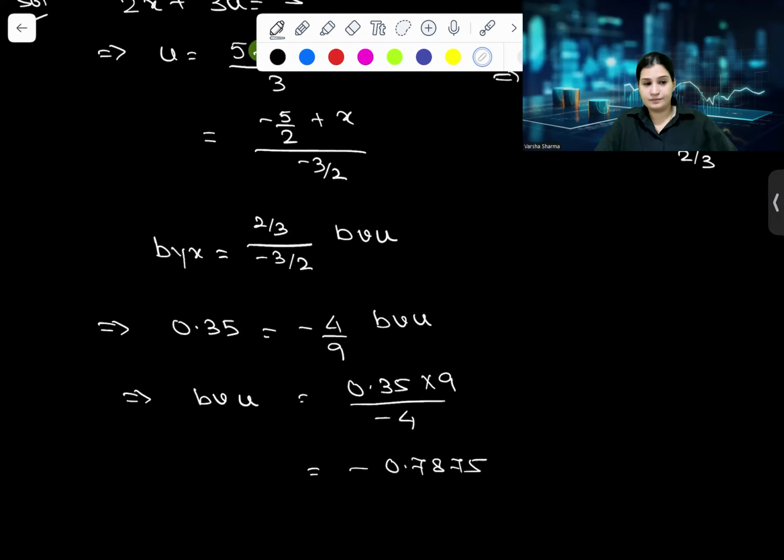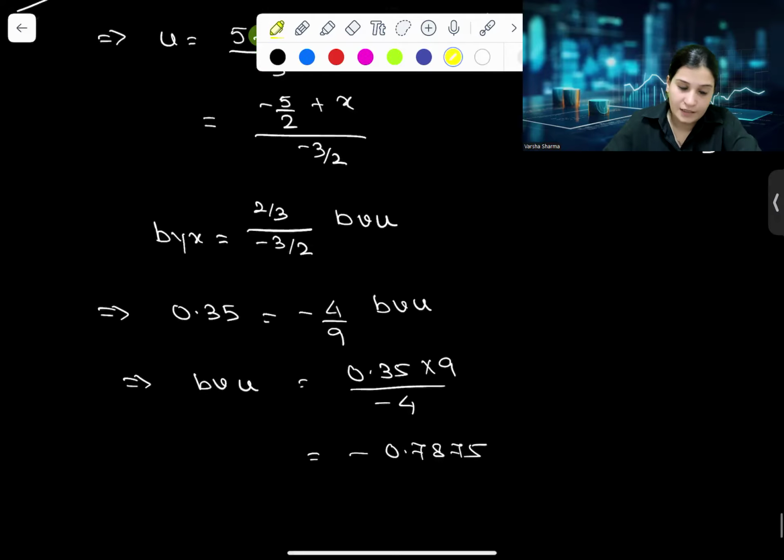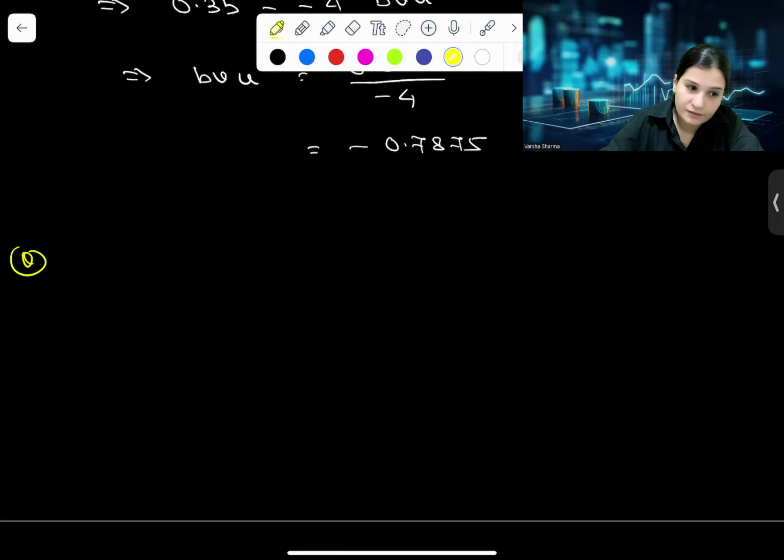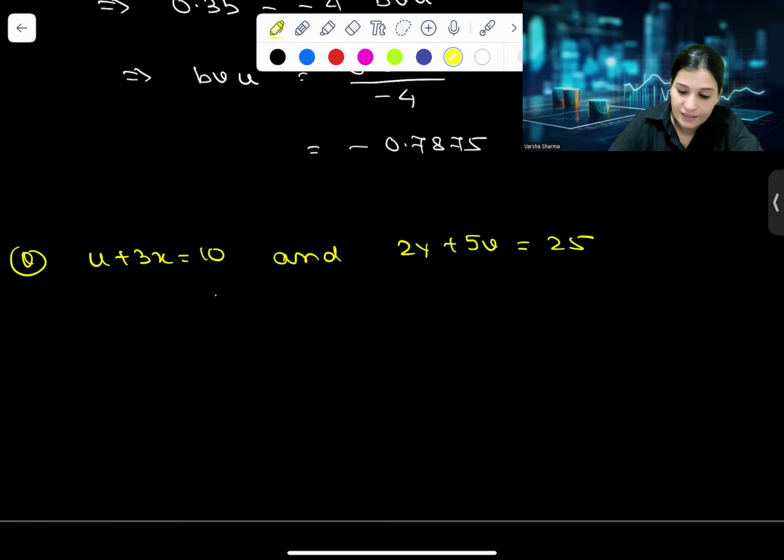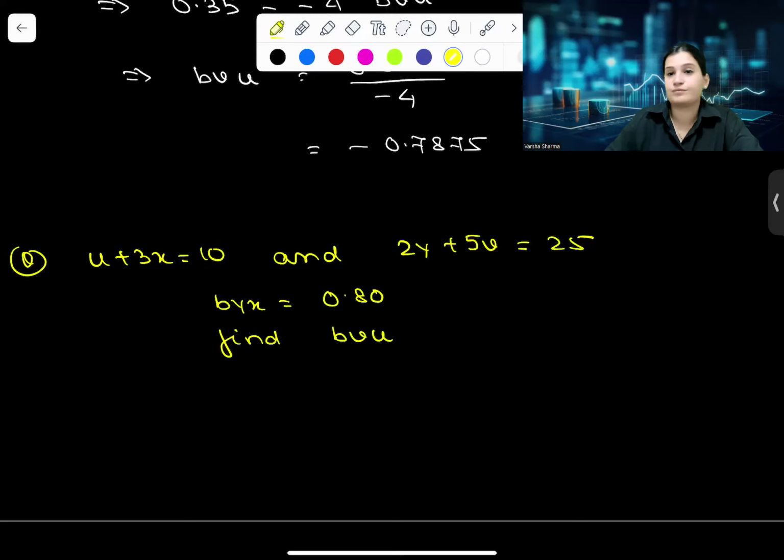All of you understood? Okay, try this. u plus 3x is 10 and 2y plus 5v is 25. If byx is 0.80, you need to tell me what will be bvu. Calculate.